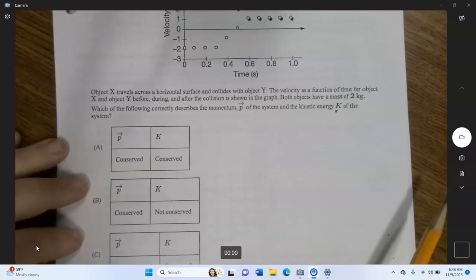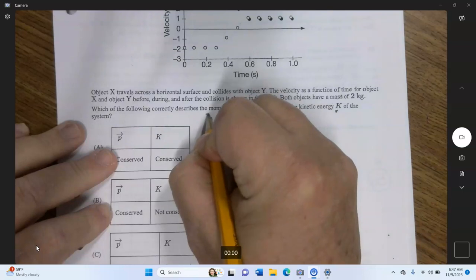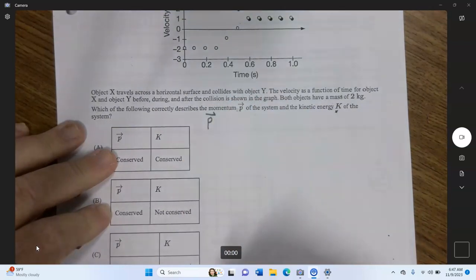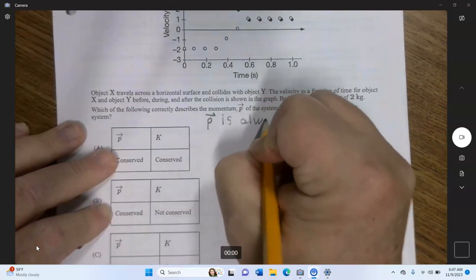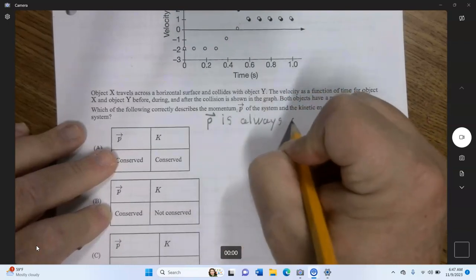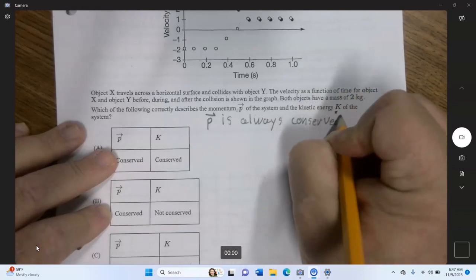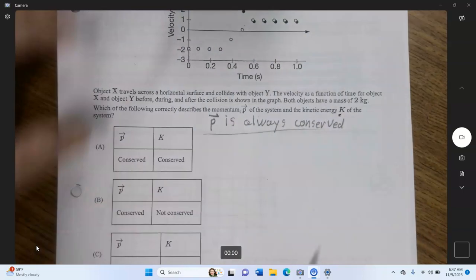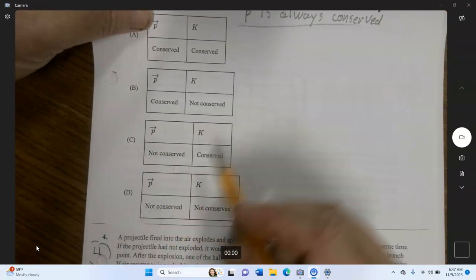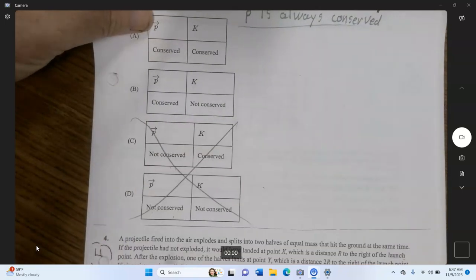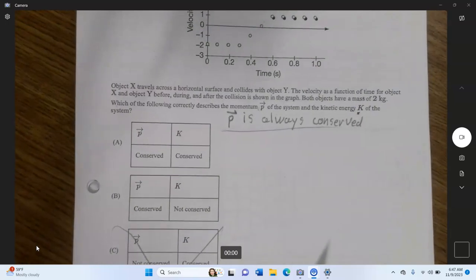Okay, so how do we answer this? First of all, you write the following. P, momentum. And they like to put a little vector arrow above, so I'll do it. It is a vector. It is always conserved. Boom. Simple as that. That means these two answers, C and D, which say P is not conserved, you can get rid of those. Okay? So we need to know whether kinetic energy is conserved, all right?